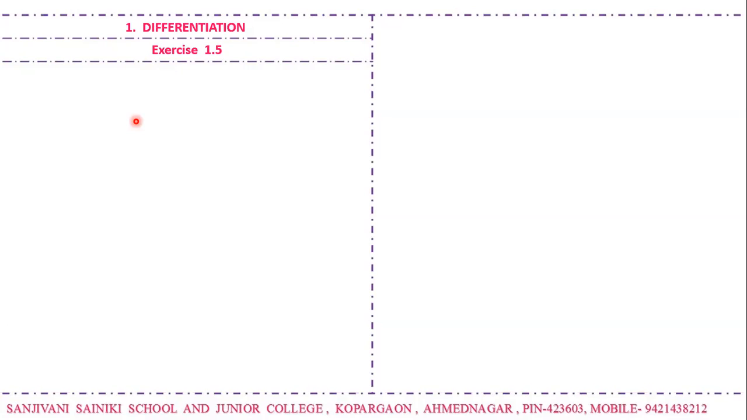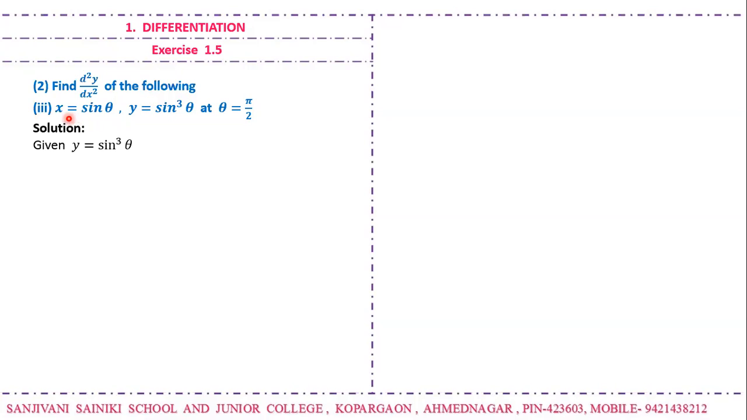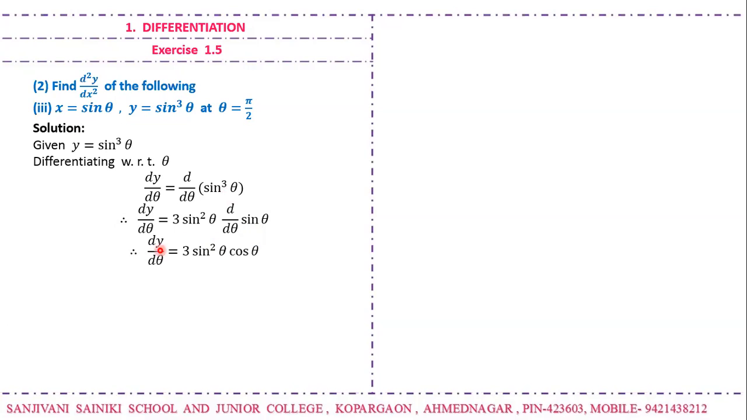The third example is x is equal to sine theta, y is equal to sine cube theta, and we have to find the second derivative at the point theta is equal to pi by 2. What is given? y is equal to sine cube theta. Differentiate with respect to theta. Here you have to use the rule: derivative of f(x) raised to n is n times f(x) raised to n minus 1 into f dash of x. So dy by d theta is 3 sine square theta into cos theta.